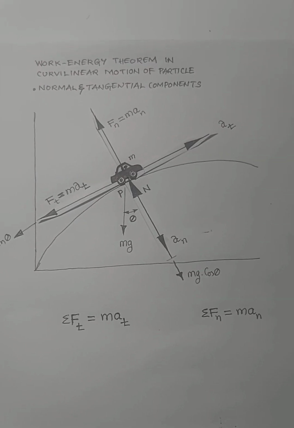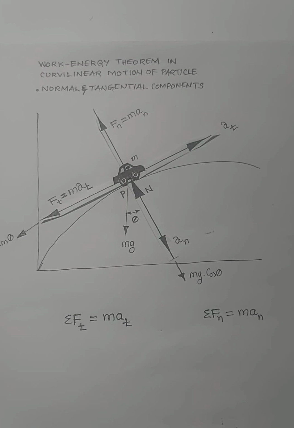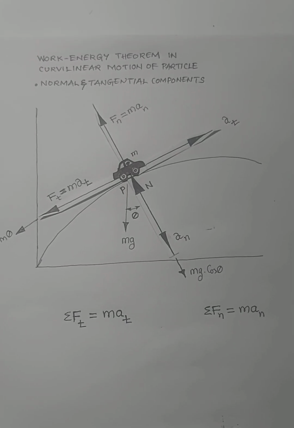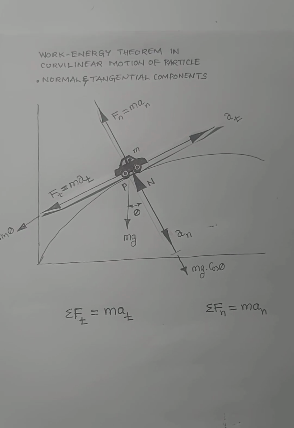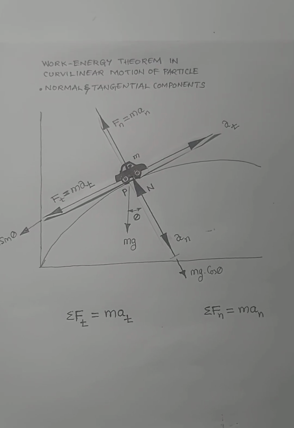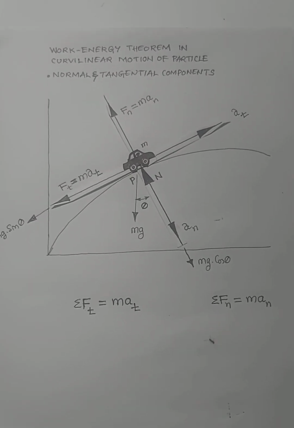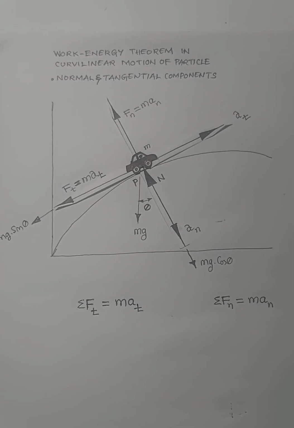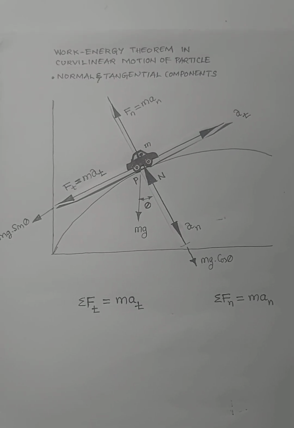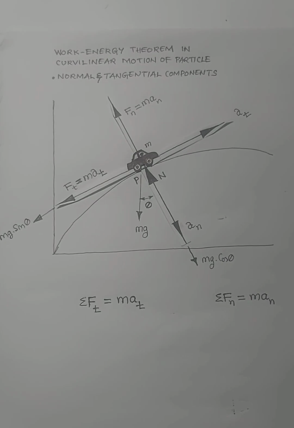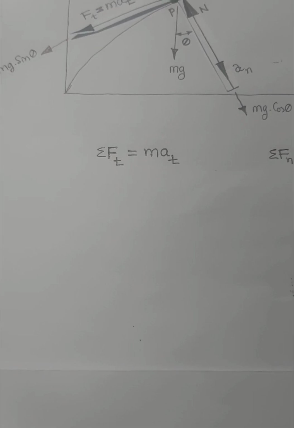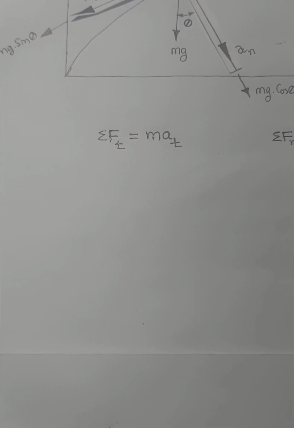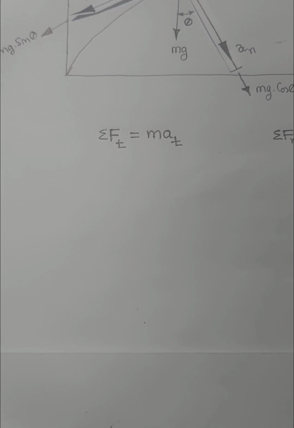The forces perpendicular to the tangential direction, which are acting on the particle at point P, do not do any work. Only the forces acting along the tangential direction need to be considered for work done. Using the dynamic equilibrium equation along the tangential direction, we try to find the work energy theorem.